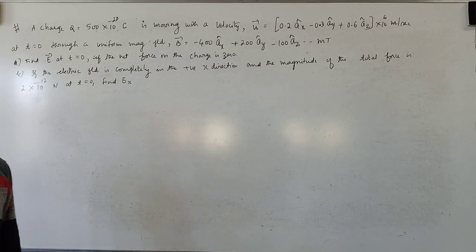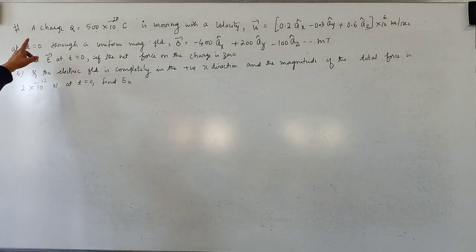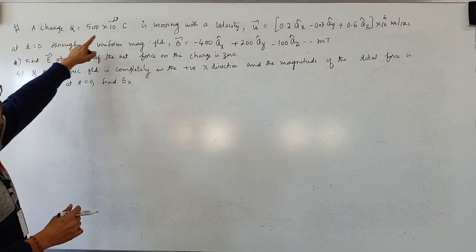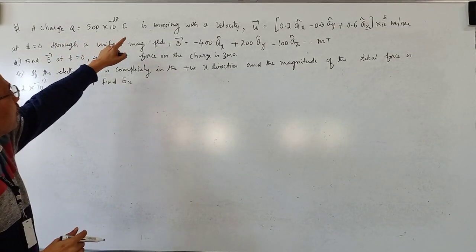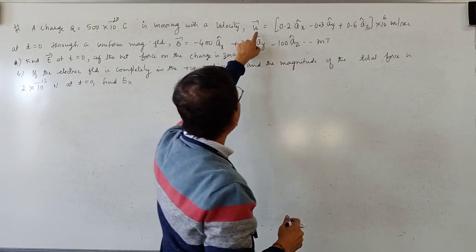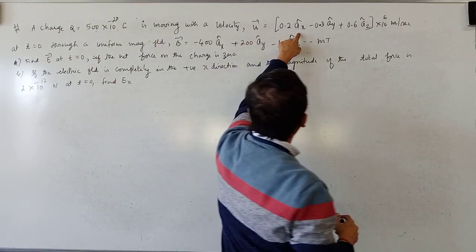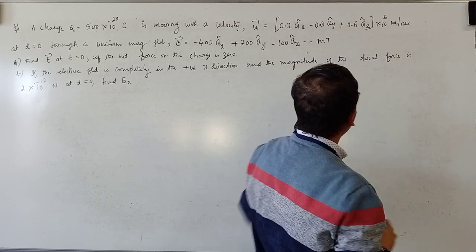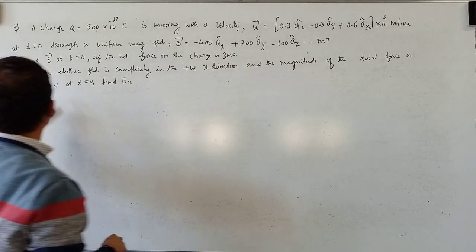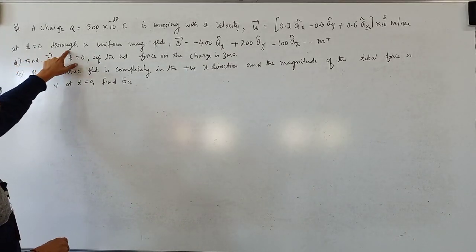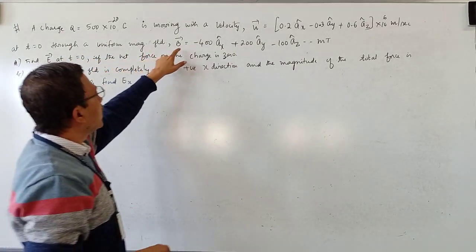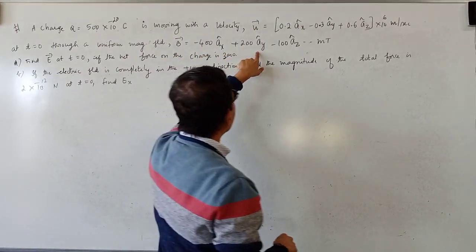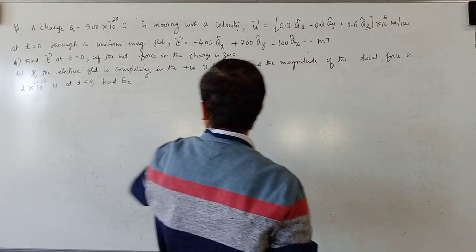Next we will do a reinforcement problem. Let me read out the statement. A charge Q equal to 500 into 10 to the power minus 20 coulomb is moving with a velocity vector u equals 0.2 ax minus 0.3 ay cap plus 0.6 az cap into 10 to the power 6 meters per second, at t equal to 0, through a uniform magnetic field, vector B equals minus 400 ax cap plus 200 ay cap minus 100 az cap millitesla.